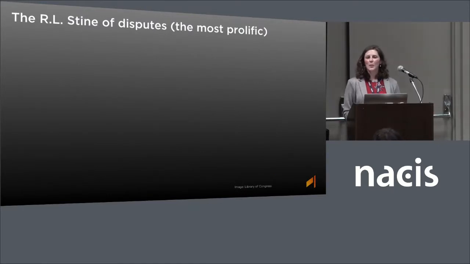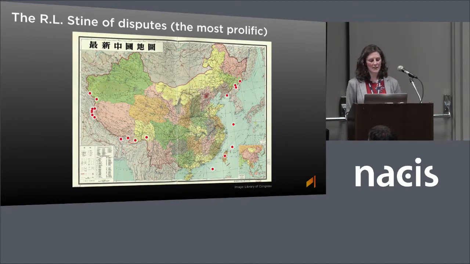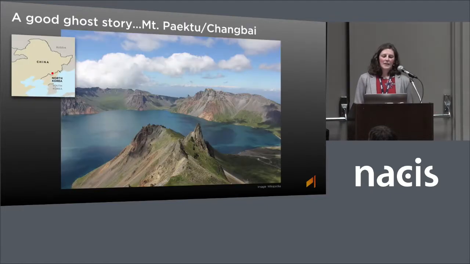So this is the most prolific boundary disputes. R.L. Stine wrote an awful lot of Goosebumps books, and China has the most areas of disputed or contentious sovereignty with its neighbors, about 30. My favorite of these China disputes is an area of contentious sovereignty. It's not an actual border dispute, it's just a high-risk, high-stakes area, over Mount Paektu. I call it a ghost story because both states have origin myths at this lake. So the boundary divides it. It was done in 1964, and it shouldn't be a problem, but there's always this potential.